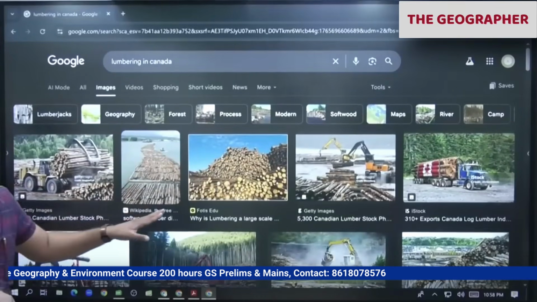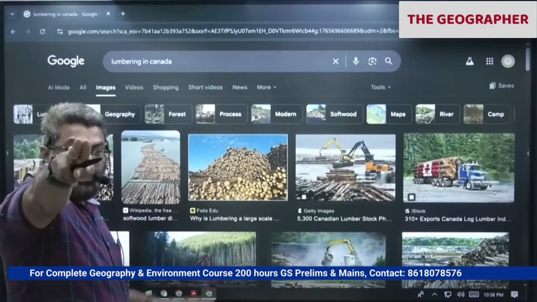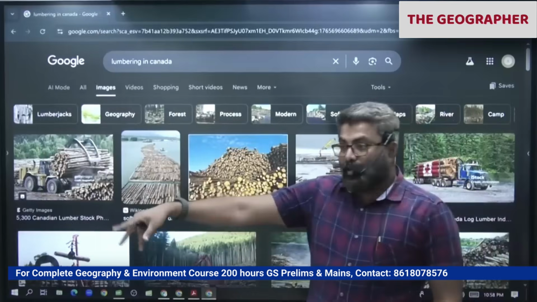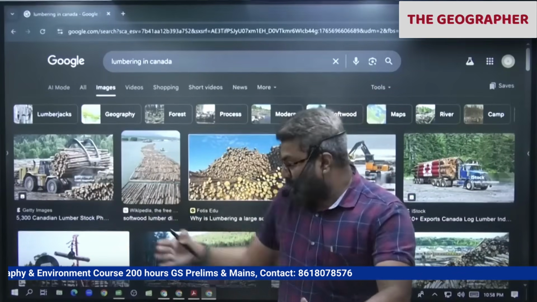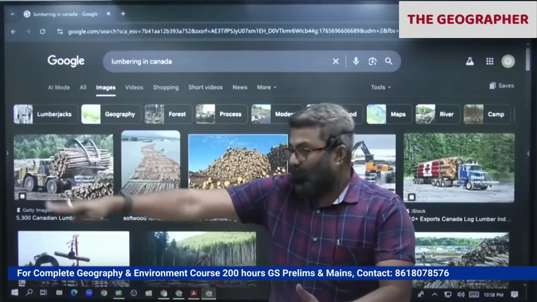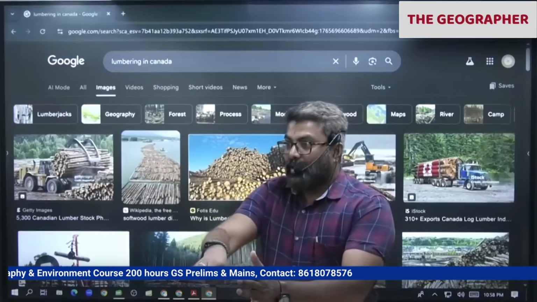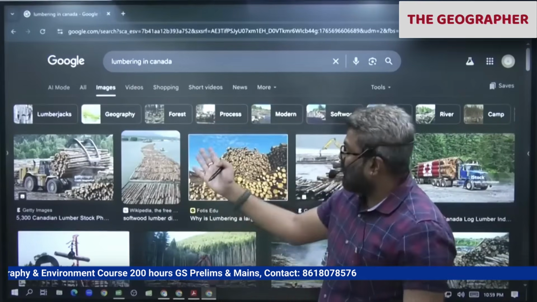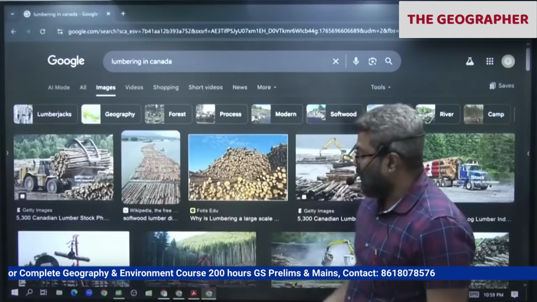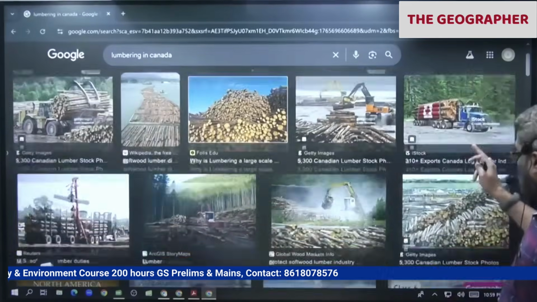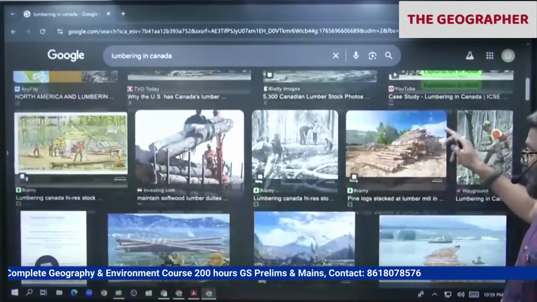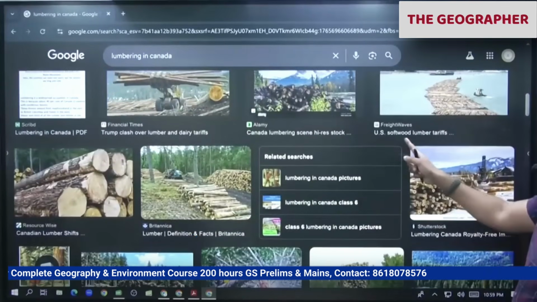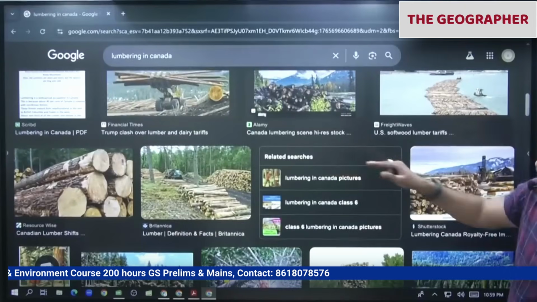Because the river is flowing, the river will take the wood to the coast. Because the trees are floating, I told you, softwood trees float. The river goes to the ocean, where they will put one pile, an iron rod. All the wood will come and stop there. So they will put it onto the ship and export. So it is directly exported to countries. Lumbering. You can see this. See, softwood lumber, all this they have given.